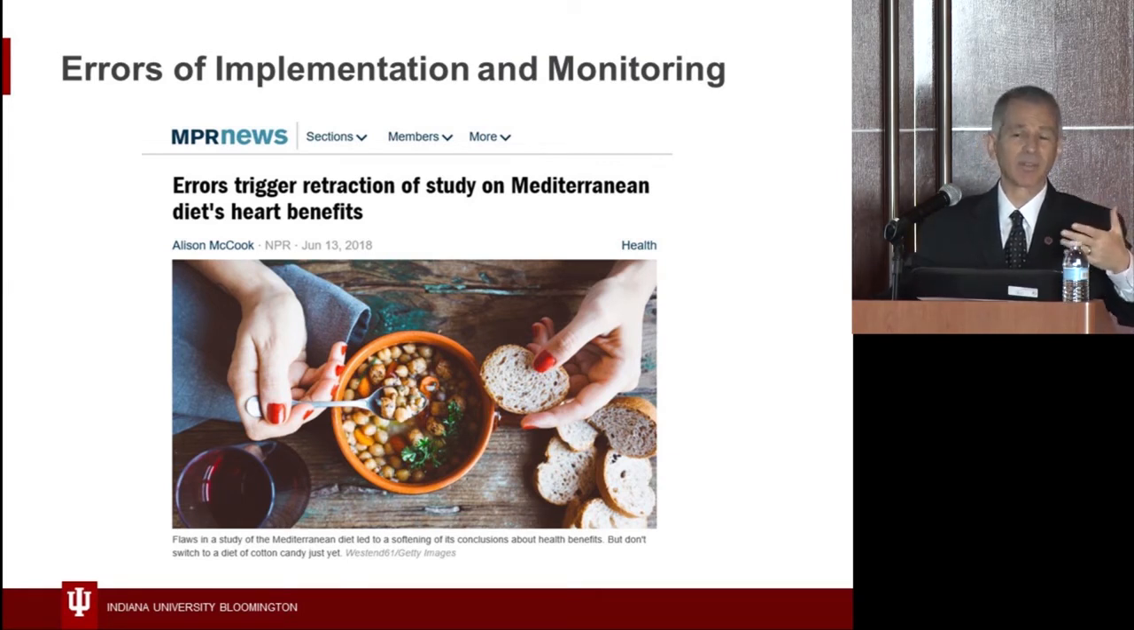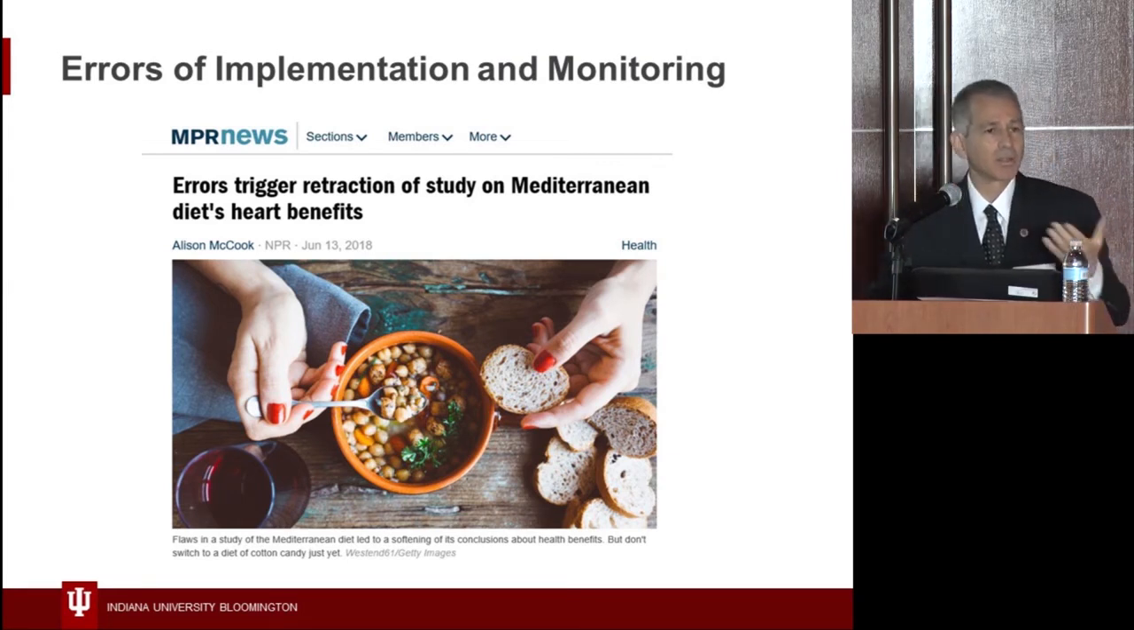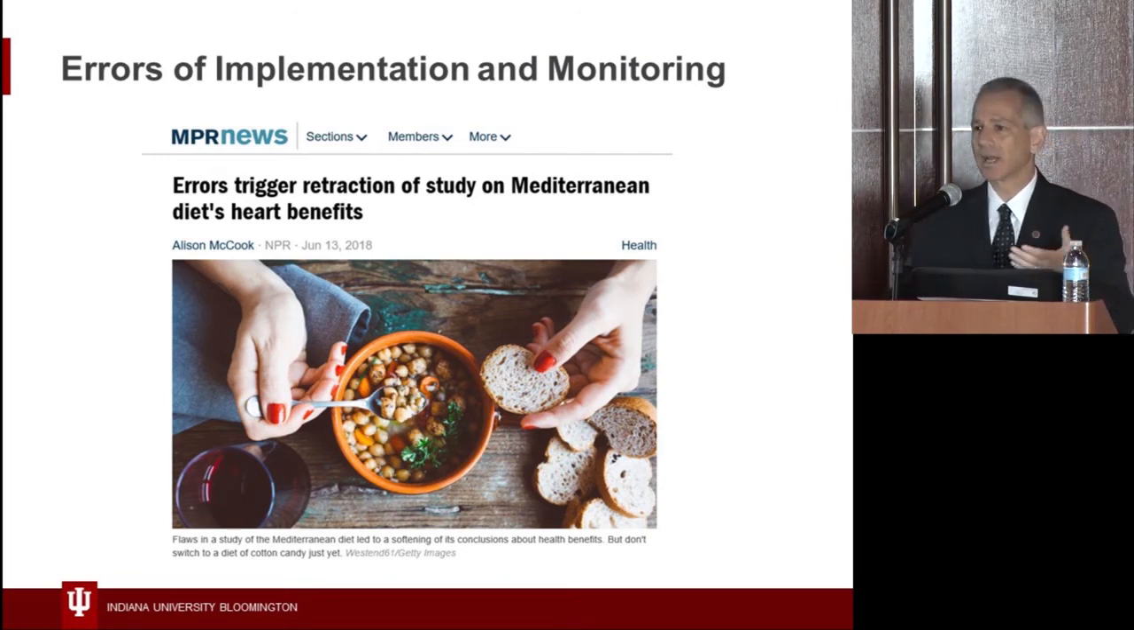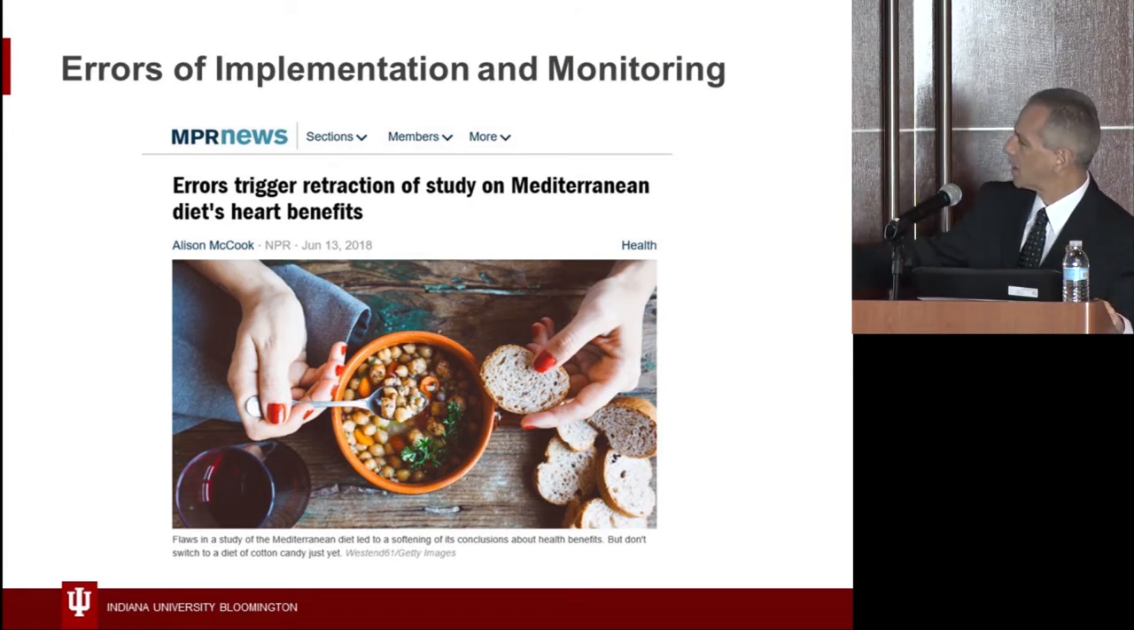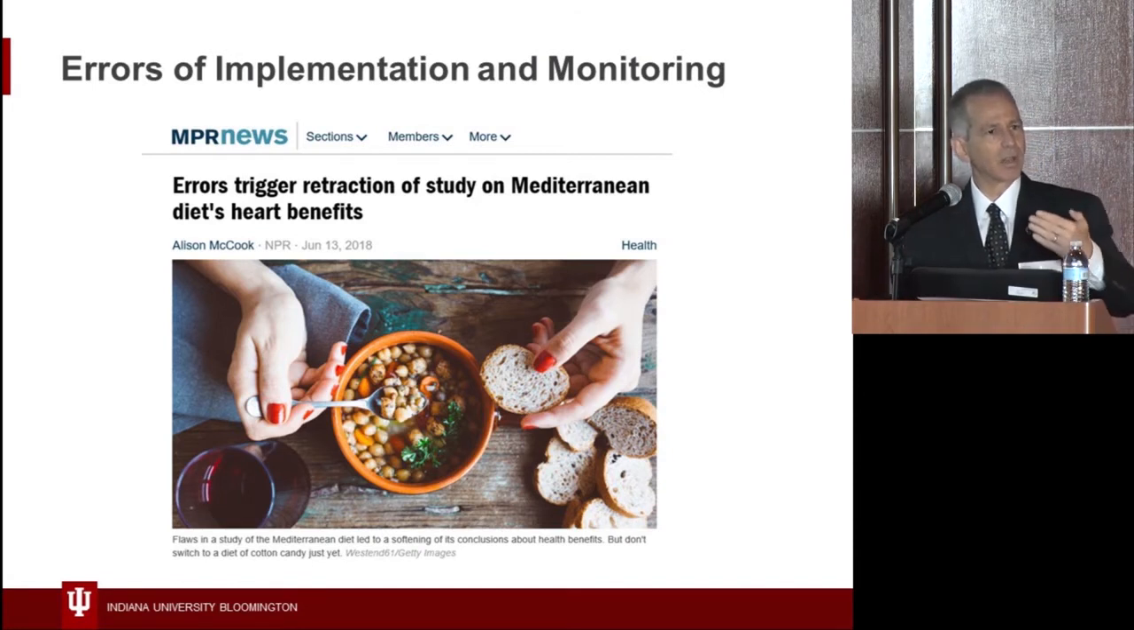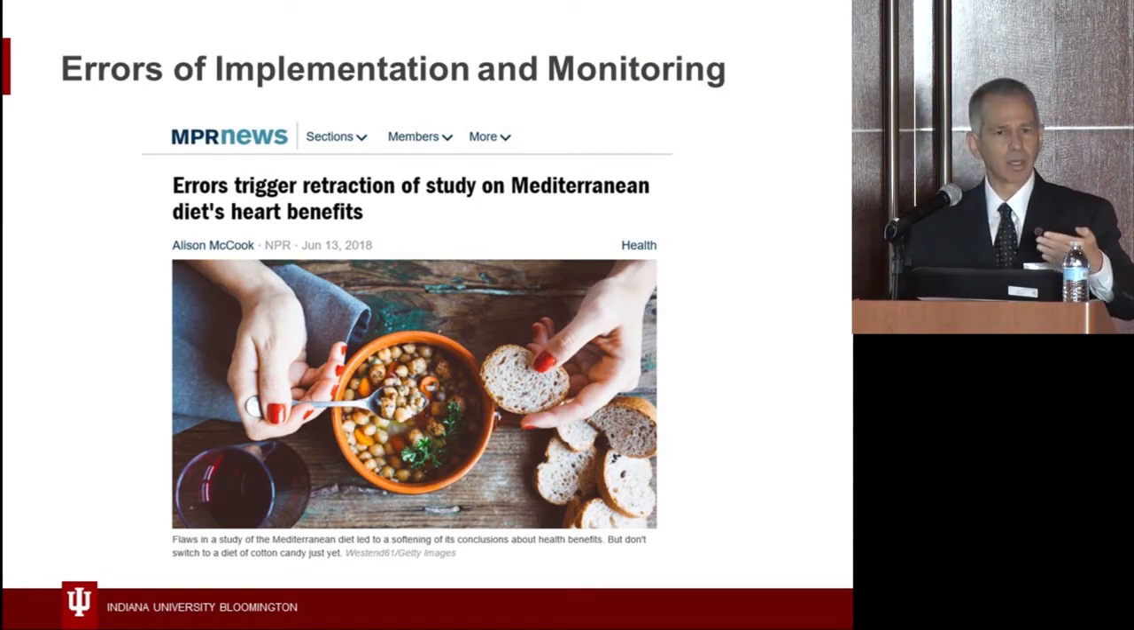What does this reflect? It reflects, first of all, that most people don't understand how randomization really works and how to do it properly. And that's okay, but you need to monitor that. So it suggests a failure in the implementation and monitoring. Where were the study monitors? Where were the statisticians doing the proper monitoring? We see this a lot in clinical trials when they're being run by non-statisticians.